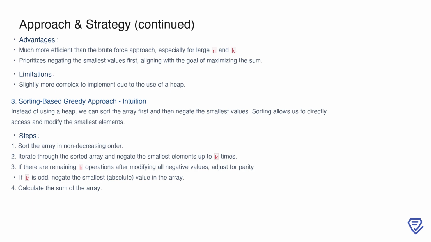Another alternative to consider is the sorting-based greedy approach. In this method, we first sort the array in non-decreasing order. Once sorted, we can simply iterate through the array and negate the smallest elements up to k times. If there are remaining operations after negating all negative values, we adjust for parity. If k is odd, we negate the smallest absolute value in the array. The sorted array allows for efficient access to the smallest elements, making this approach intuitive and easy to implement.